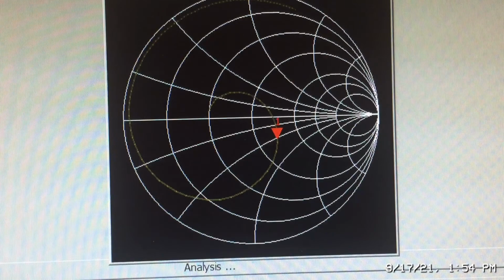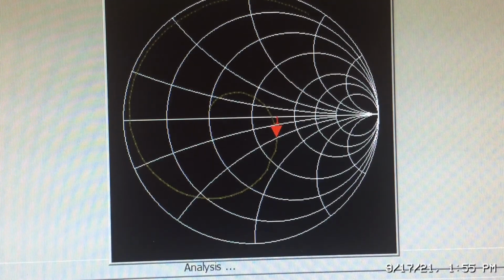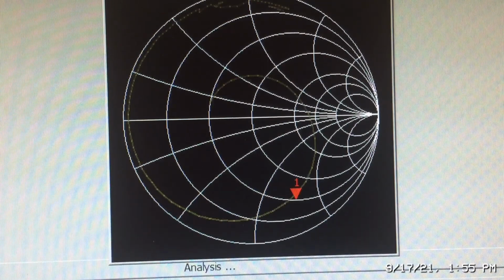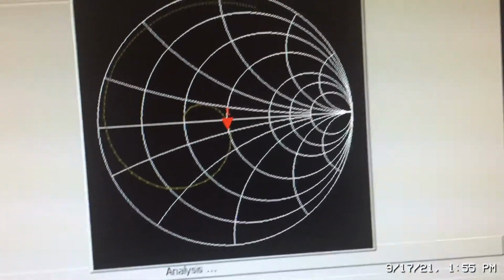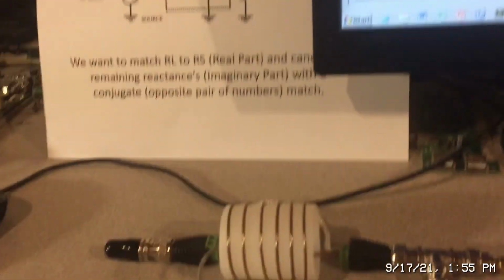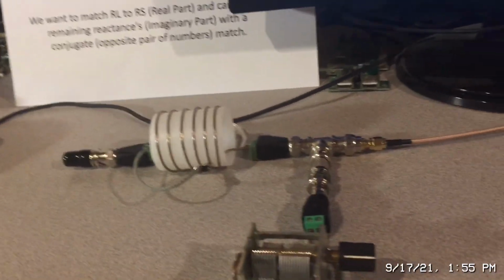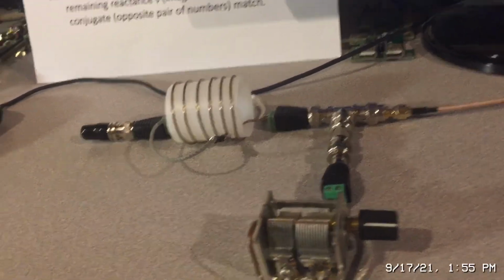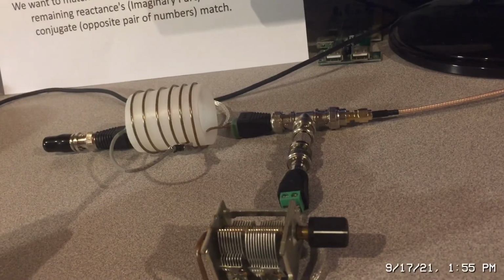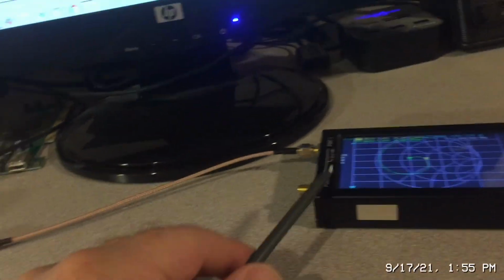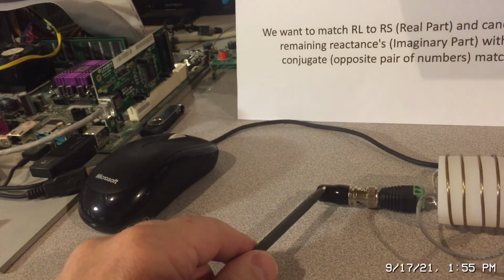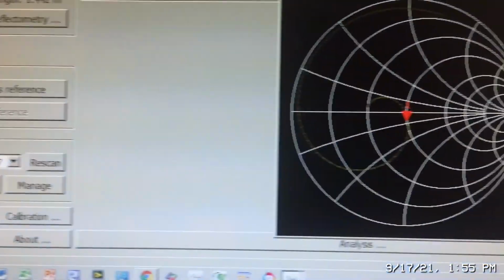Of course, if we change the frequency and we want to match it at a different frequency, then we have to change the values of L and C. So I hope this was helpful. Okay, it's just a very simple L network that's used for impedance transformation. And by adjusting the values of L and C, we can match the 50 ohm source impedance from our generator here to a 25 ohm load impedance.